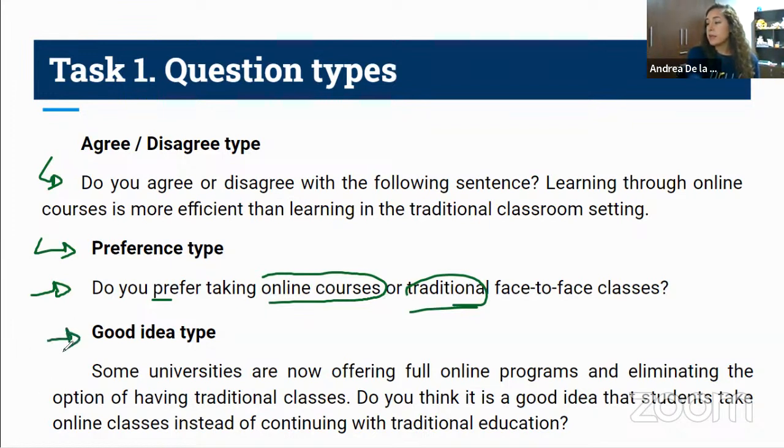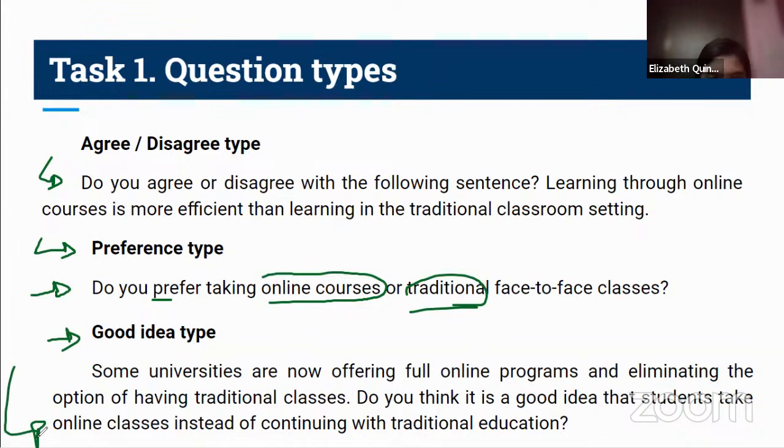And we also have the good idea type. So maybe Elizabeth, could you read the question we have? Last one. Some universities are now offering full online programs and eliminating the option of having traditional classes. Do you think it's a good idea that the students take only online classes instead of continuing with traditional education? Okay, thanks, Elizabeth. So, how many options do we have in this third type?